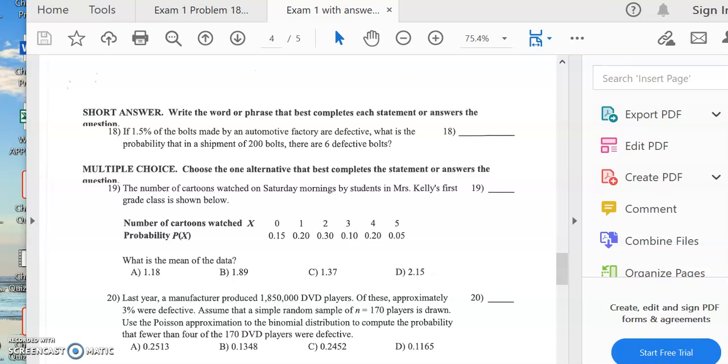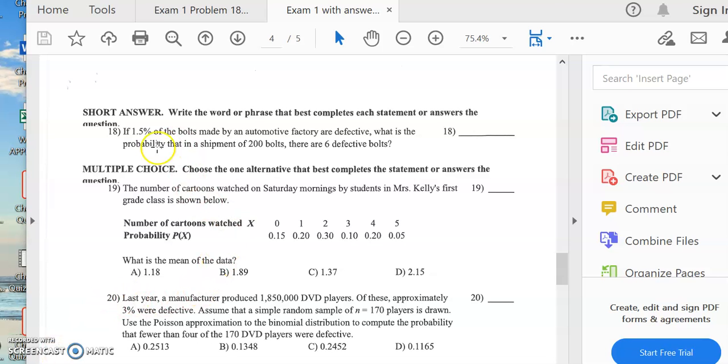Hello, this is exam number 1. This is problem number 18, and I'm going to do different methods of working this problem. I think it's a very good problem for you to spend the time looking at this video and working through, because it illustrates a very common type of problem.